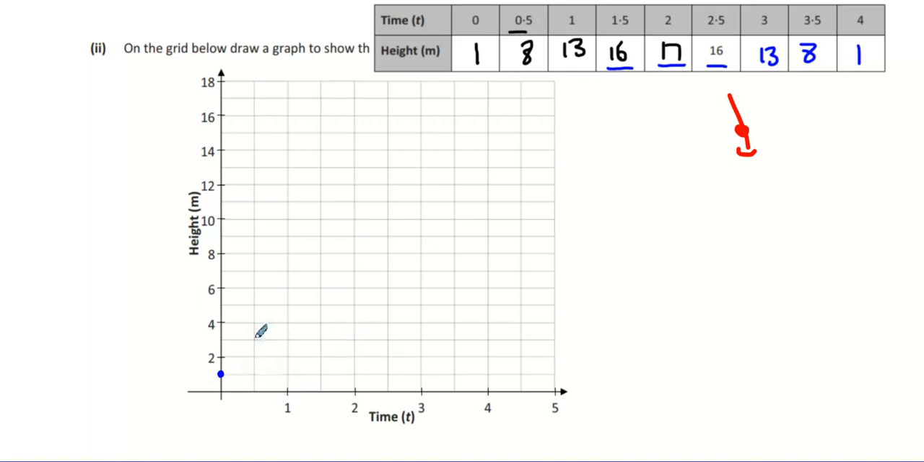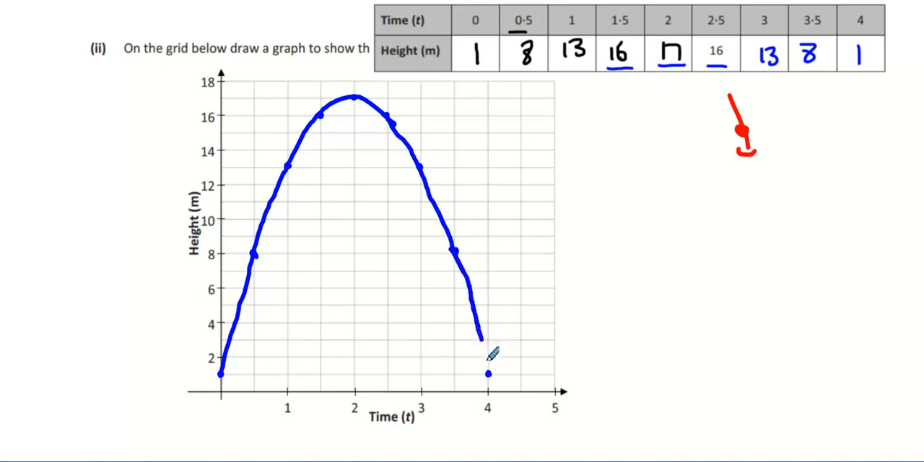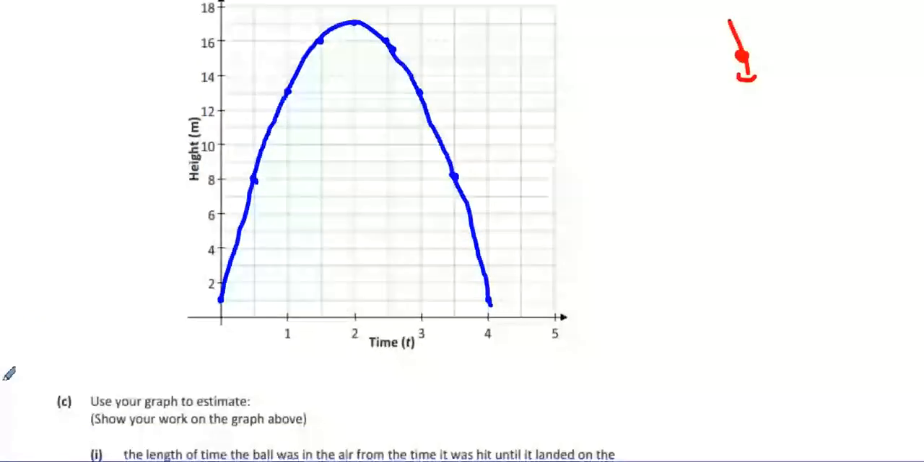0.5 and 8. So 0.5 and 8. 1 and, what is it? 1 and 13. 2 and 17. 2.5 and 16. Sorry, I should have put in the 16 here and here. And then it's all matched up. And then 4, 1. This, right? So the graph goes something along the lines of this. Symmetrical graph, like so, and we're good to go.